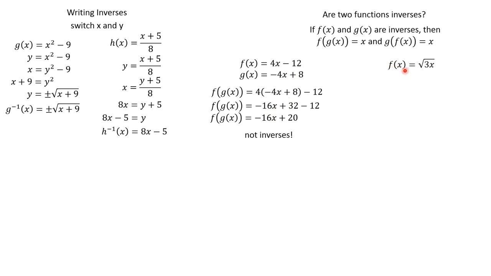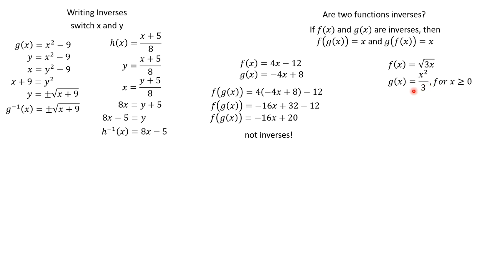So let's look at another couple. f of x equals square root of 3x, and g of x equals x squared over 3, x is greater than or equal to 0. That's just going to make it so that we're only dealing with the positive half of this quadratic. Otherwise, some weird stuff starts happening. That's where we'd need the plus or minus that we had over here.